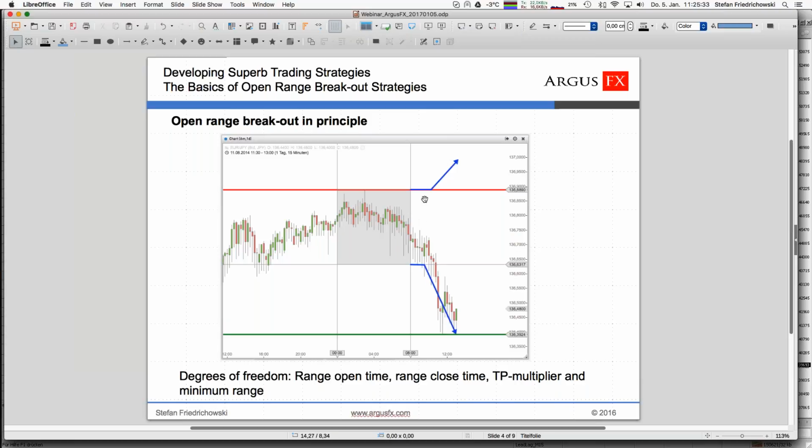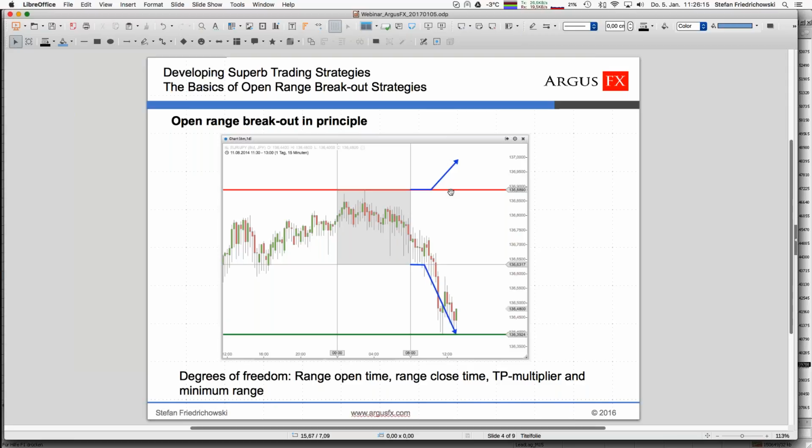That means for the long trade, which has been set here at the red line, the stop loss is the lower end of the range. And for the short trade, the red line is the stop loss of the trade. So the stop loss itself is not, in this case, a degree of freedom, because the stop loss is taken from the strategy description, or how to set up the strategy. So stop loss is given and no degree of freedom, at least in my case.